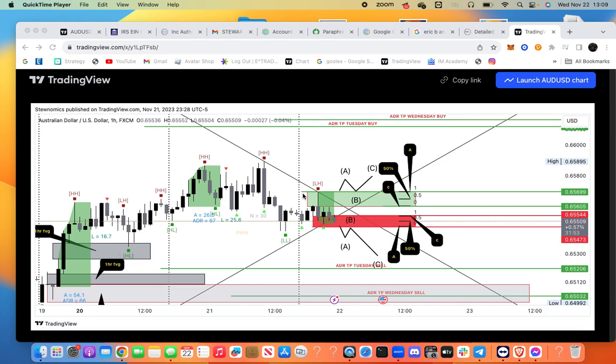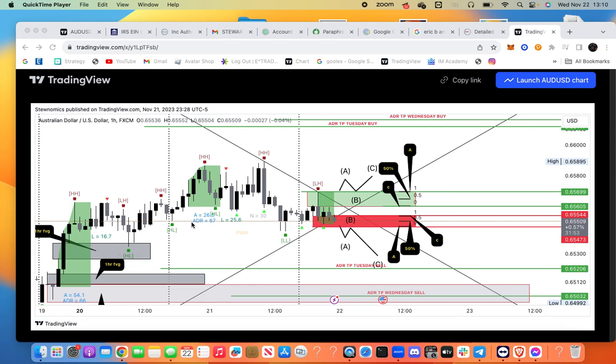Okay, last night when we did this was around about 11 o'clock. We drew this chart up, and we went over some things over here. So what I want to show you is what we drew up on the 1 hour chart, and I'm going to show you a 15-minute entry. Basically, this chart had your ADR, TP for Tuesday by Wednesday.